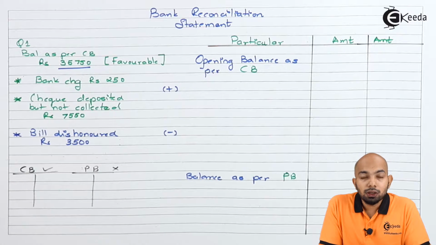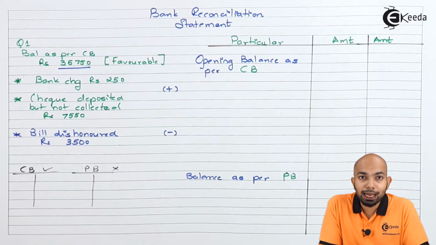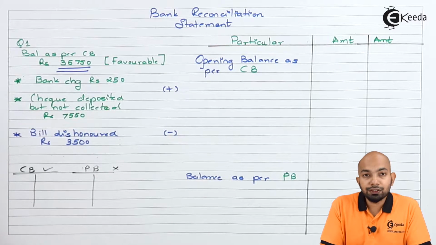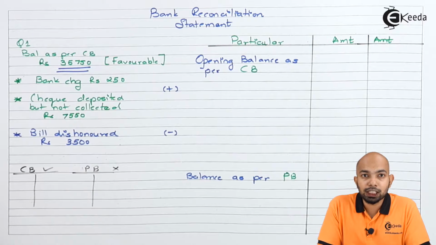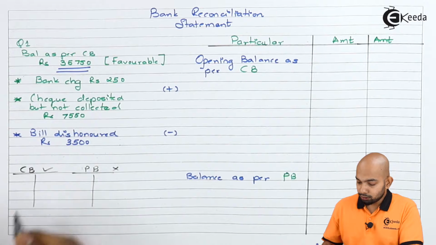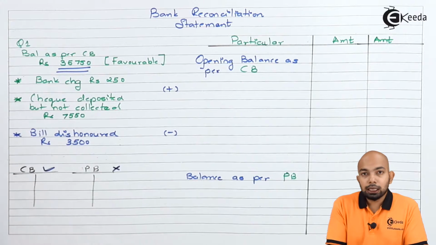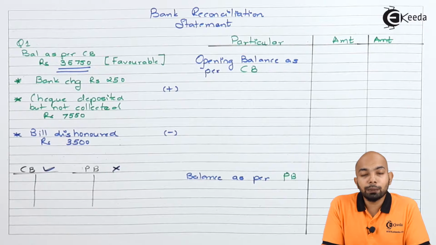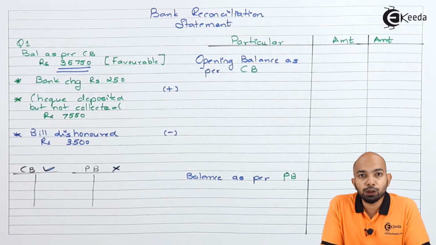How to solve this? So first, let's decide whether the favorable balance refers to the cash book or the pass book. Yes, so the balance which has been mentioned as 35,750 is a favorable balance as per cash book. That means cash book is the correct book and pass book is an incorrect book. So we have already mentioned in the sheet here the cash book and the pass book format, which says cash book being a positive book and pass book being the negative book. Let's put the addition and subtraction signs here so that it will be easy for us to define which transaction refers to which side of the book.